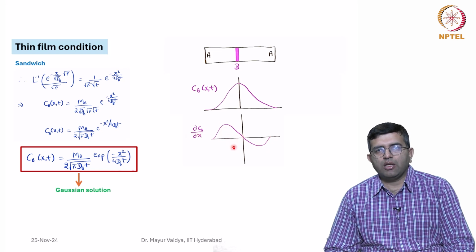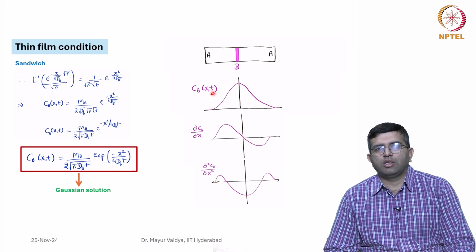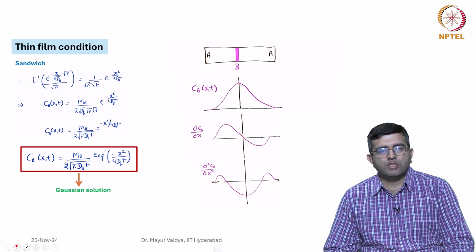And similarly, you can also plot the derivative. So wherever dou C_B by dou x, the slope of this, is 0, it will be reflected in dou square C_B by dou x square as well. So here you will see that this is 0, and here it has a minimum. Basically here it goes to a minima. So this is how the variation of the C_B, its slope and its second derivative is sketched. Okay.